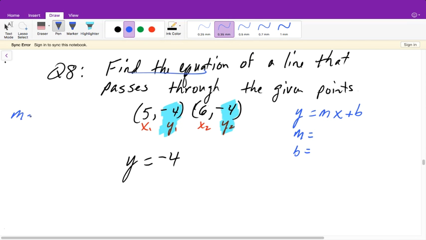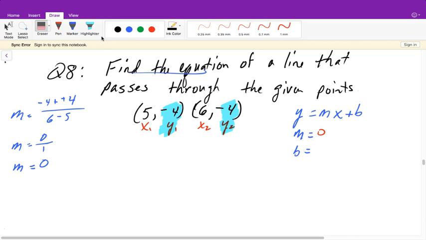We can still do our m is equal to negative 4 minus negative 4 over 6 minus 5. This becomes plus. So m is equal to 0 over 1, or m is equal to 0. So if we know that m is equal to 0, we can then go ahead and solve for our b, because we can say, let me erase this since we're going to actually solve this. We can say that y is equal to 0x plus b. Well, we can go ahead and substitute in any point. Let's just pick this one.